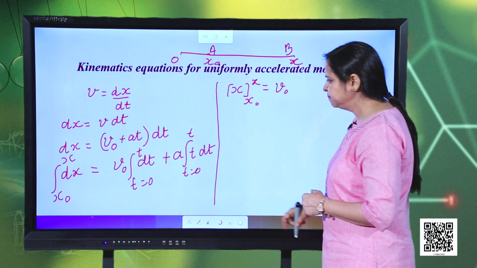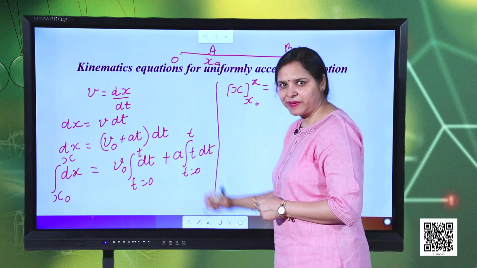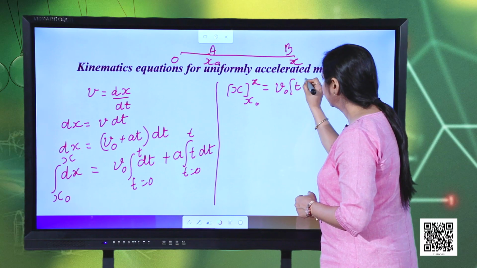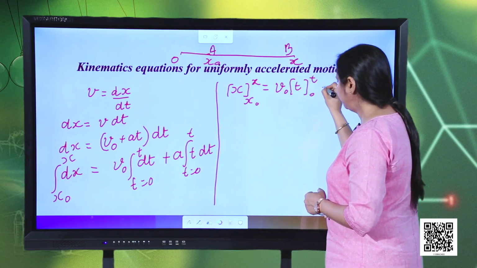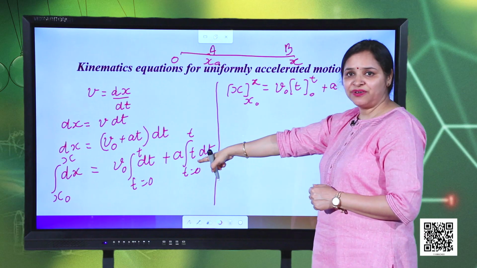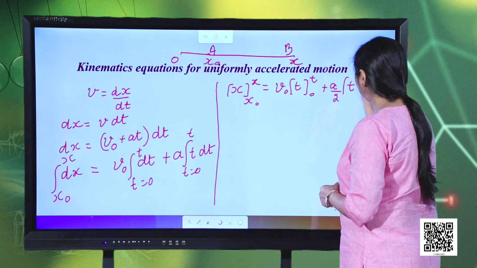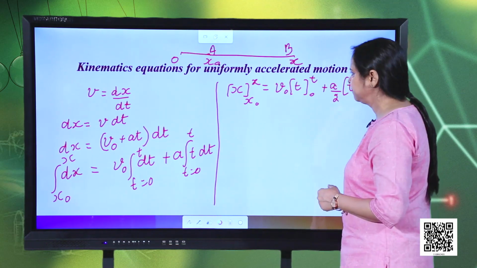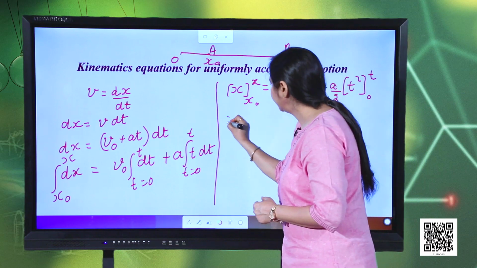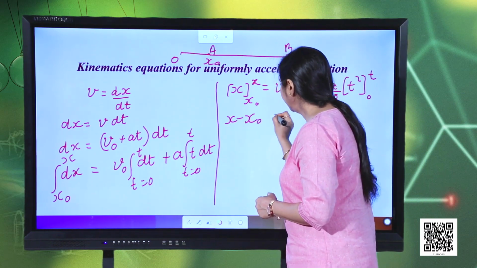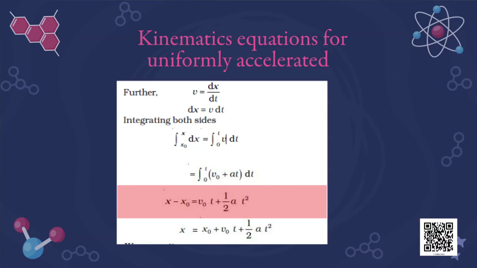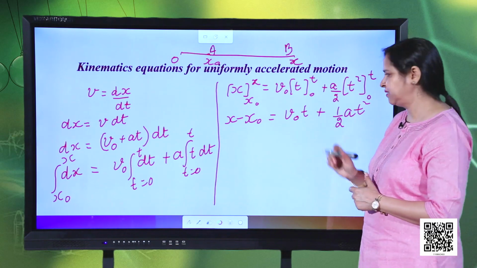V naught is common, and we are going to integrate t power 0 with respect to time. So, we get t again 0 to t, then plus a, integration of t will be t square by 2. So, 2 is constant, I take it like this, and t square, and put the limit as 0 to t. Now, substituting the upper and the lower limits, we get x minus x naught is equal to V naught into t minus 0 will be V naught t itself, plus here we will get half at square. So, this is actually the second equation of motion.